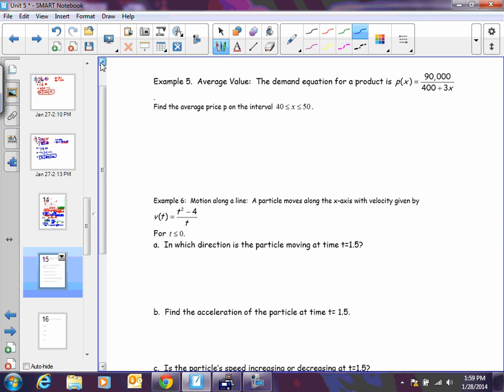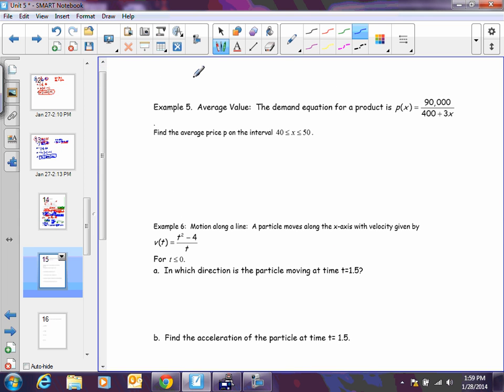So first thing is average value. Let me go back up here. There is a very specific formula for average value. We had this on our last test.